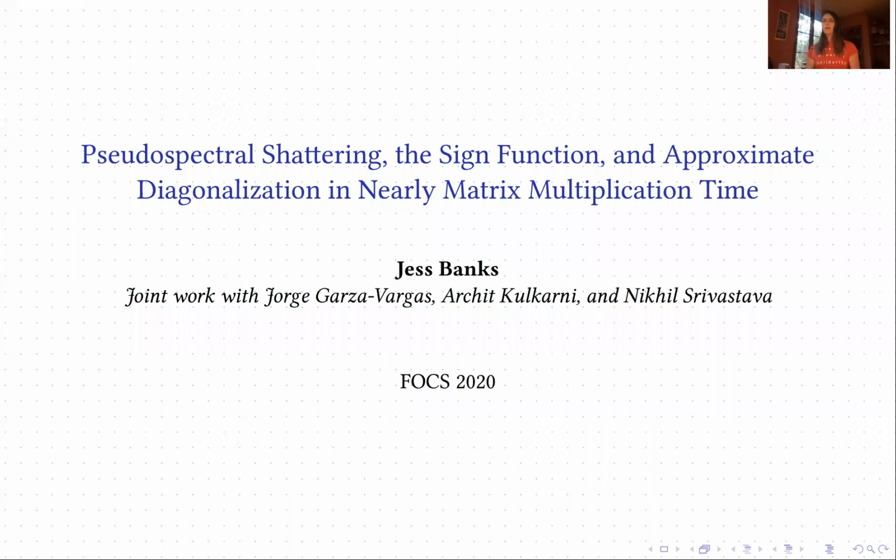The title of this talk is Pseudospectral Shattering, the Sine Function and Approximate Diagonalization in Nearly Matrix Multiplication Time. My name is Jess. I'm a graduate student at the University of California, Berkeley, and this is some joint work with Jorge Garza Vargas, Archit Kulkarni, and Nikhil Srivastava.